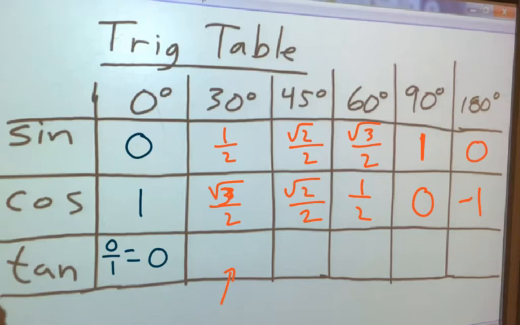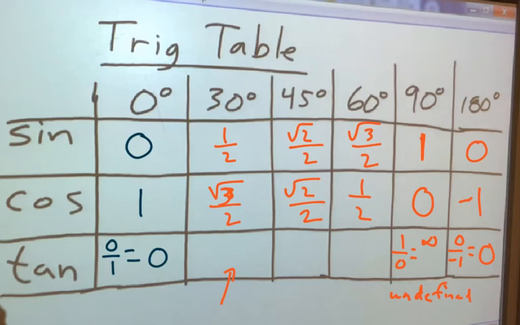Now, finishing up the bottom, remember tangent is sine over cosine. Let's do the easy ones first. For example, 0 divided by -1 means the tangent of 180 is also 0. For 90, I have 1 divided by 0. Again, sine divided by cosine, right? That's what tangent is. And that's infinity. That's undefined. That will end up being an asymptote when we start graphing soon.